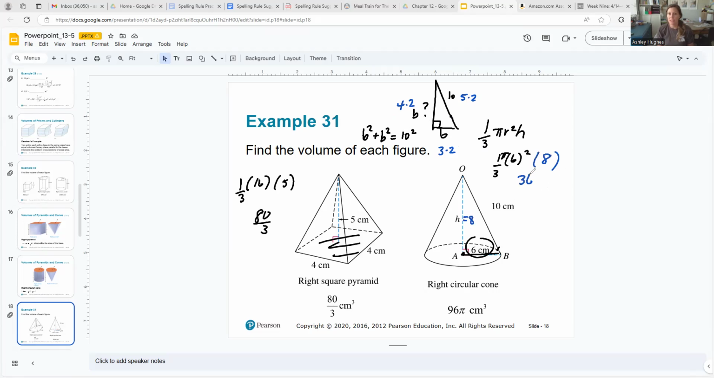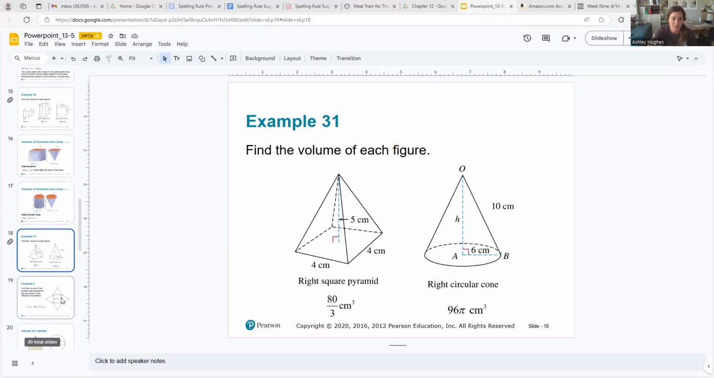And if you multiply 36 times 8, pi over 3, you're going to get 96. So 36 divided by 3 is 12, and 12 times 8 is 96. You get the 96 pi. So if they don't tell you that height directly, you can find the height by using the Pythagorean theorem.